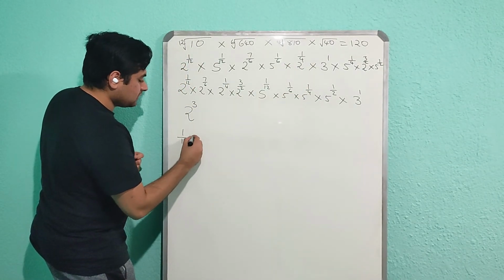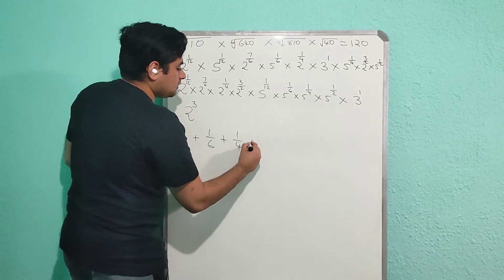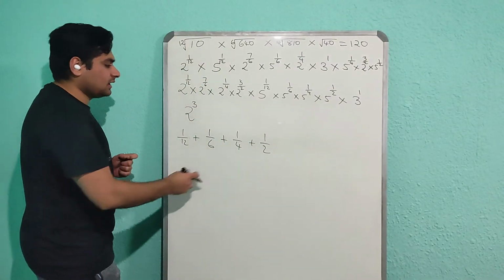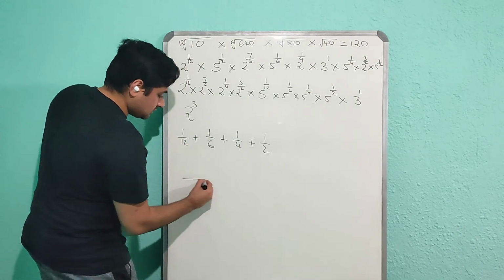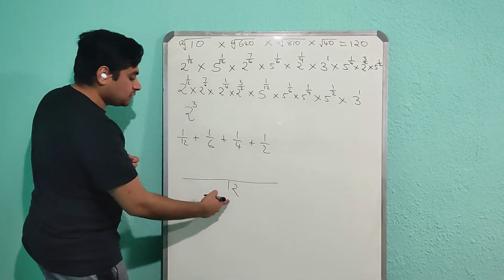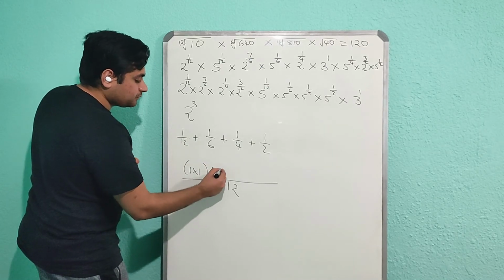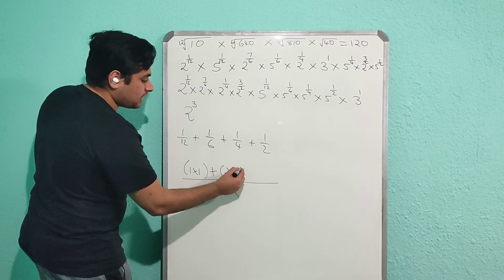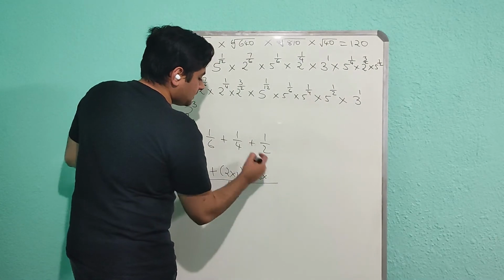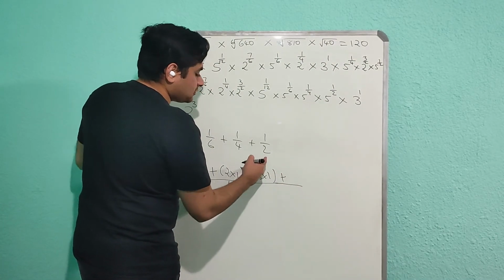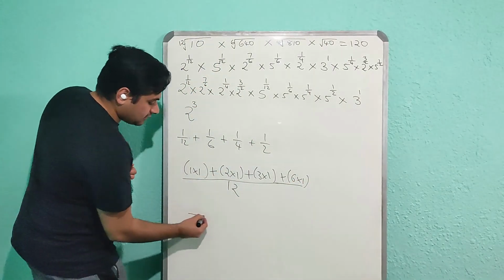We got 1 over 12 plus 1 over 6 plus 1 over 4 plus 1 over 2. Again, you can see here our lowest common denominator is 12, right? How many times can 12 go into 12? 1, right? 1 times the numerator is 1. How many times can 6 go into 12? 2 times. 2 times the numerator is 1. Plus, how many times can 4 go into 12? 3 times, and the numerator is 1. Plus, how many times can 2 go into 12? 6 times 1. Therefore, let's go and simplify.